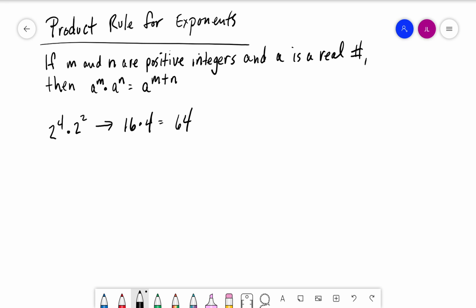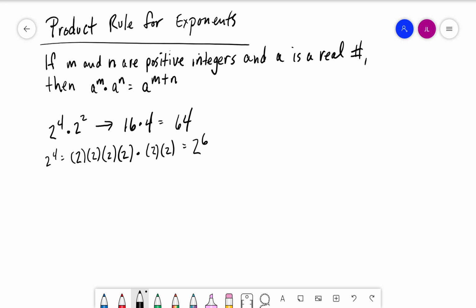Now remember, exponents are repeated multiplication. So we could say 2 to the 4th is the same thing as 2 times 2 times 2 times 2. We know this. And we're looking at multiplying that by 2 squared, which would be 2 times 2. So we look at this, we're really just doing 2 times 2 times 2 times 2 times 2 times 2. So we're looking at really 2 to the 6th.